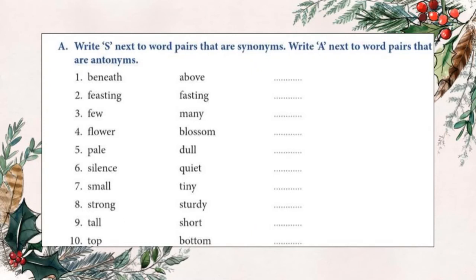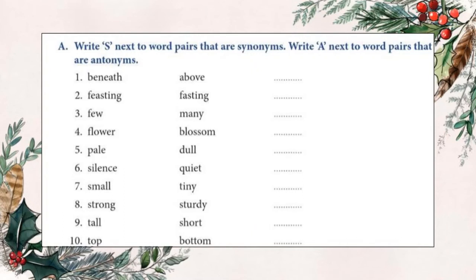Let's move to the fifth one. The given words are pale, dull. What do you mean by pale? Pale means faded color or light in color. Dull also has the same meaning. So the given two words have same meaning. So write the letter S. Let's move to the sixth one. Silence and quiet. Both the words have same meaning only. Silence and quiet means to be quiet. So write the letter S in the given sixth one.